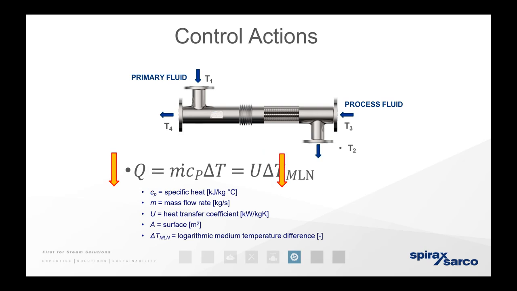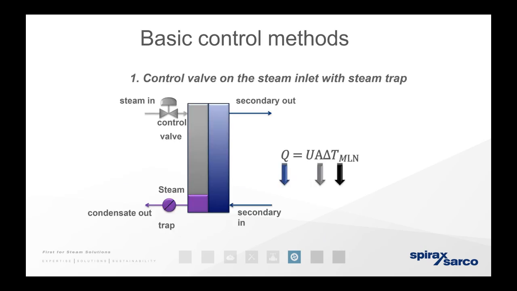So you can adjust these down to give you the results you need. It's just an expansion on the control actions. Basic control methods: as you can see here, we have a heat exchanger, you have your control valve, you have your secondary out, and your condensate being sent out the outlet of the primary side.